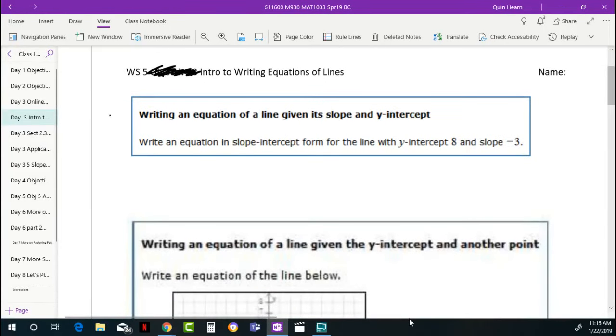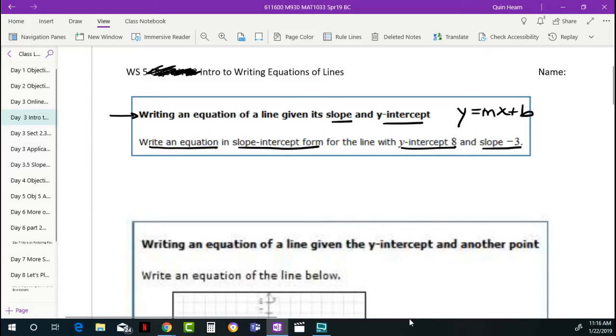You can see this was taken from Alex. The topic was writing an equation of a line given its slope and y-intercept. So when you see slope and y-intercept, most likely the slope-intercept form y equals mx plus b is going to come into play at some point. Not always, but usually. And in this case, they're wanting us to write the equation of the line in slope-intercept form, and they're telling us that the y-intercept is 8 and the slope is -3.